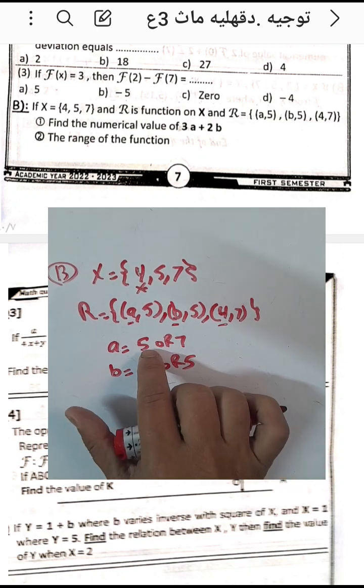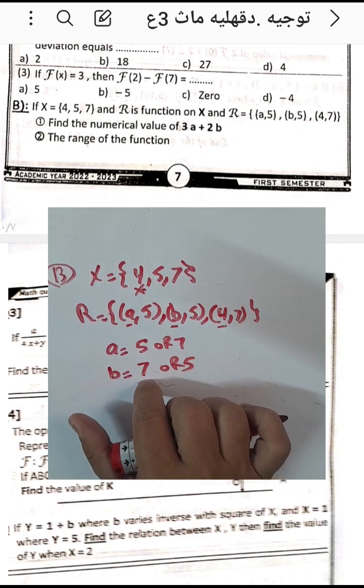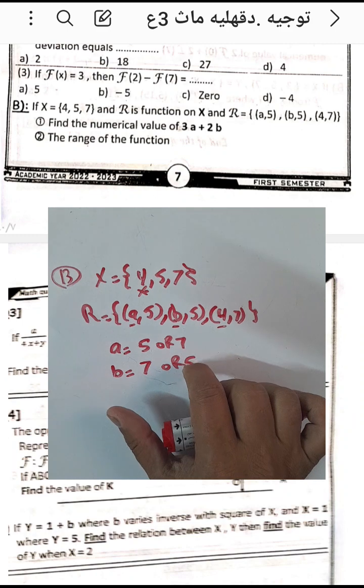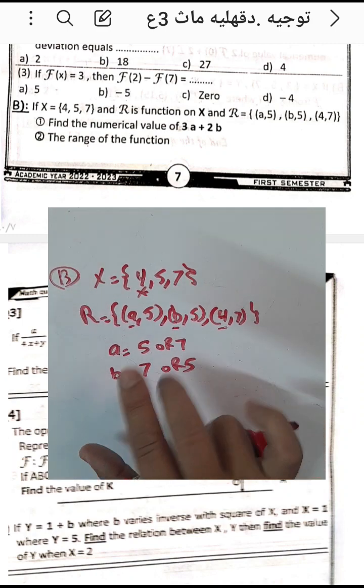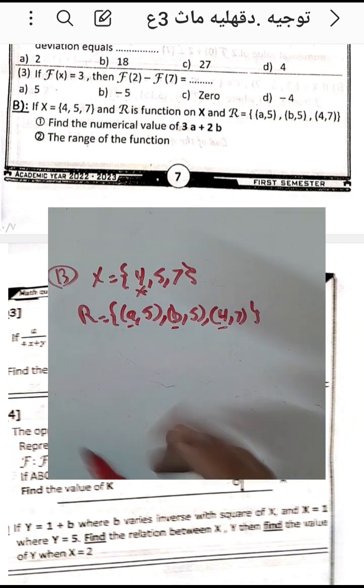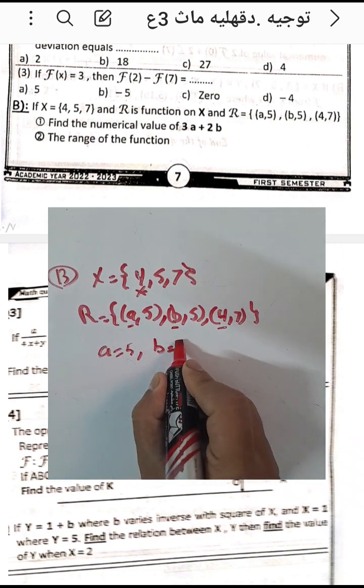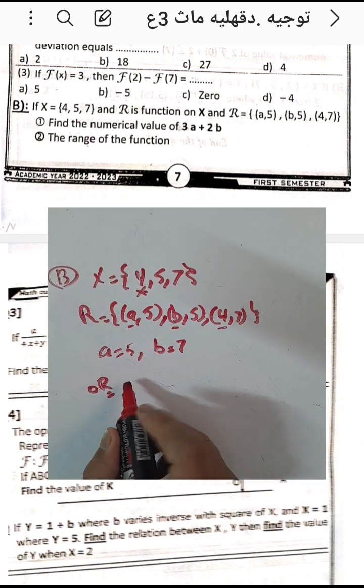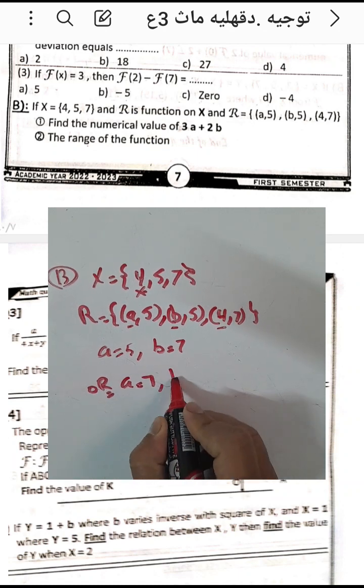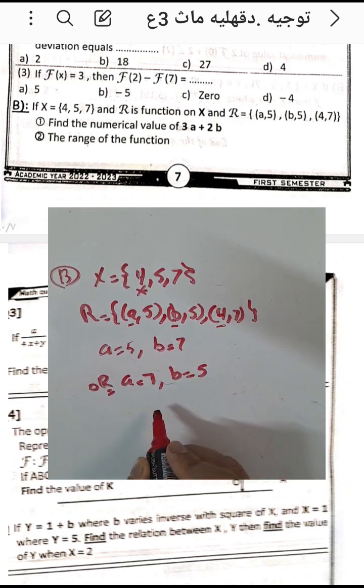When a equal 5, b will be 7. When b equal 5, then a will be 7. Replace them. Okay, then the first solution, a will be 5 and b will be 7, or a will be 7 and b will be 5.